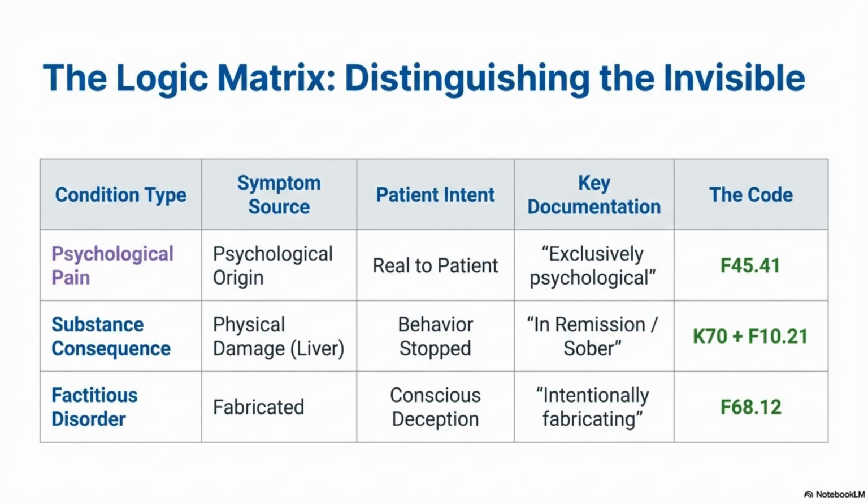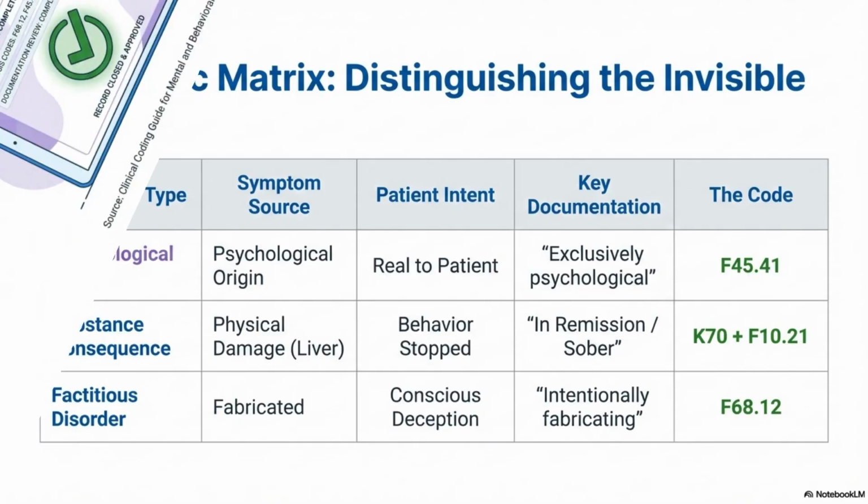When the symptoms are real to the patient but the cause is psychological, we're looking at F45.41. When the physical damage is real, but the behavior that caused it has stopped, that's your K70 plus F10.21 combination. And when the symptoms are intentionally produced, that's when F68.12 comes into play. This little matrix gives you a shortcut. A way to quickly orient yourself before diving into the details. Once you know which bucket the scenario fits into, the coding path becomes much clearer.